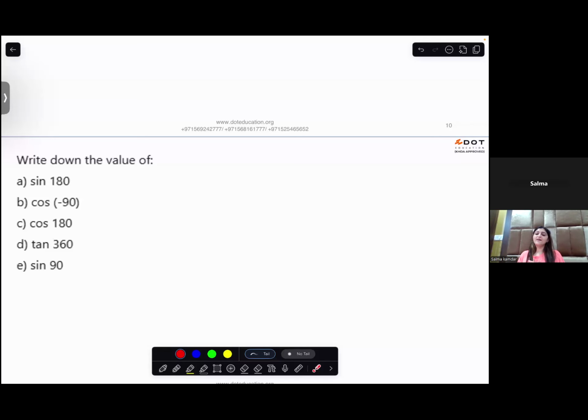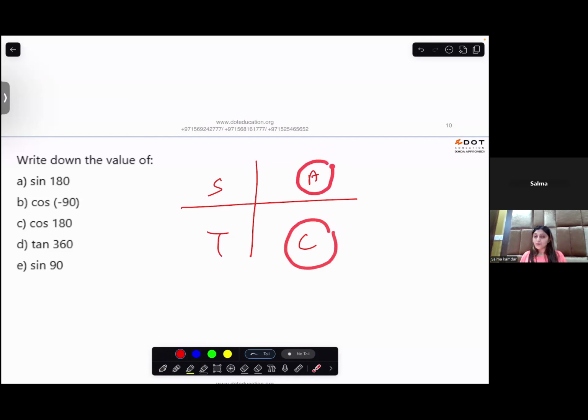So with this we cover angles in all four quadrants. You should know if it's negative, it will go from down. If it's positive, it goes from up. And we also remember the CAST rule. Only cos is positive in the fourth quadrant. In the first quadrant, all angles are positive. In the second, only sine is positive. In the third, only tan is positive.